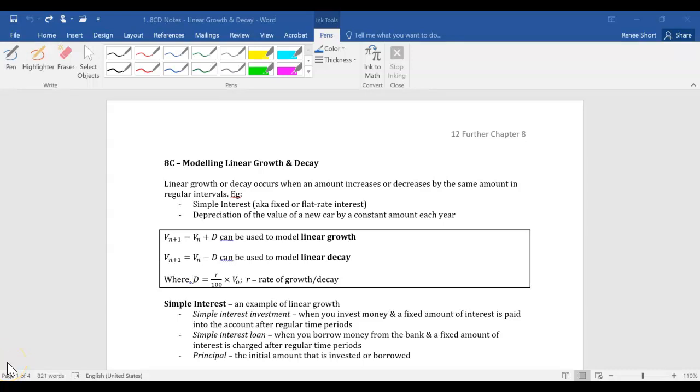Hi everyone. In today's lesson, we're going to look at 8C on modelling linear growth and decay. So this is building on our sequences work from last lesson.